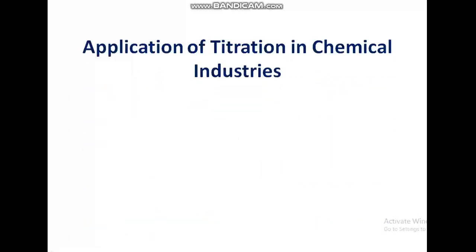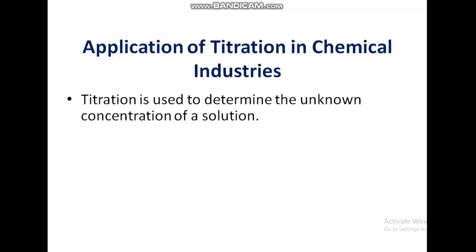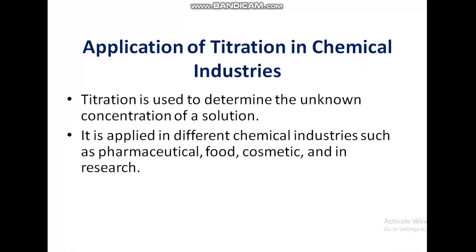Application of titration in chemical industries. In different chemical industries, titration is used to determine the unknown concentration of a solution. It is applied in different chemical industries such as pharmaceutical, food, cosmetic, and in research.